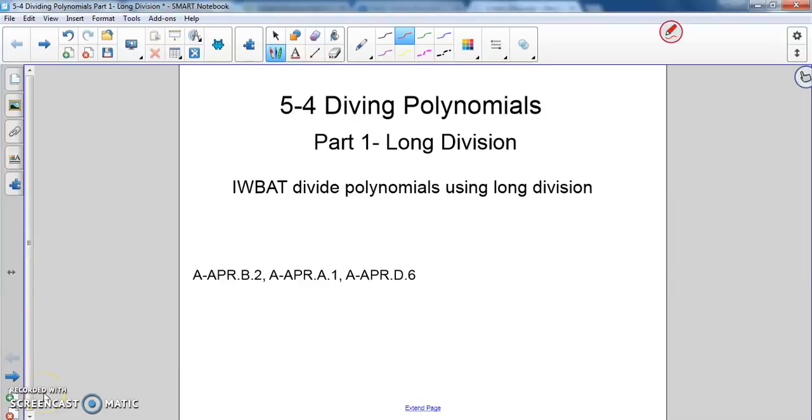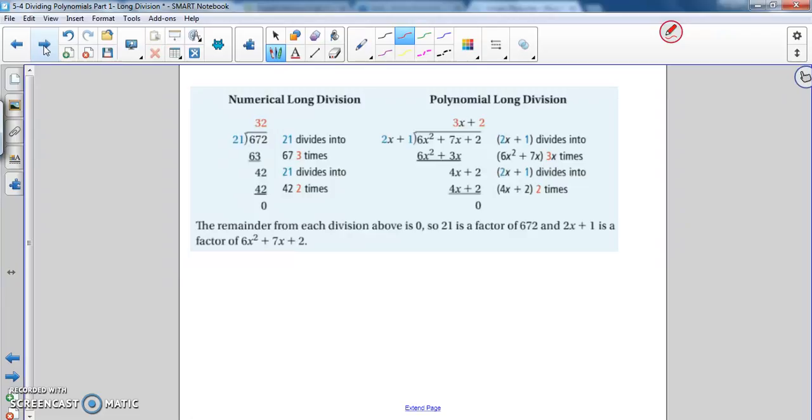Guys, today we're going to do 5-4, dividing polynomials part 1. So we will be able to divide polynomials using long division. You can divide polynomials using steps that are very similar to the long division steps that we use to divide whole numbers.